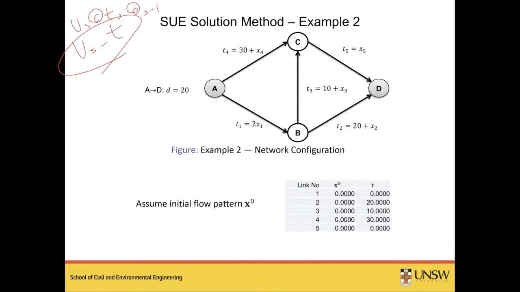Let me actually do this in Excel if you're all happy. Let me show you one iteration in the slides, and then I'll continue with that in Excel, just like what we did last week. So how should we start MSA? We assume we start with the empty network, right?